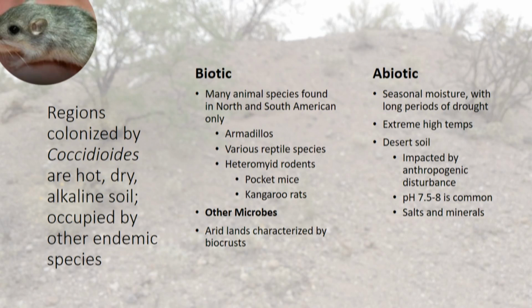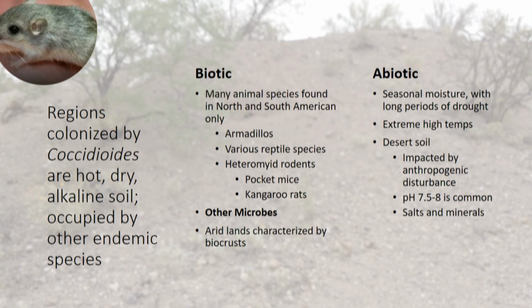So what do we know about the work that's been done? How can we try to understand what zones and what regions are important for Coccidioides? Some of the biotic factors, right? There are specific animal species in North and South America, but there's also other microbes. And I think the microbes get neglected in general. They don't just cause disease, right? They interact with each other in the environment.